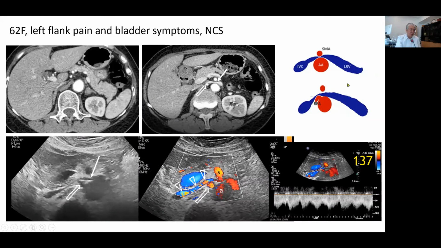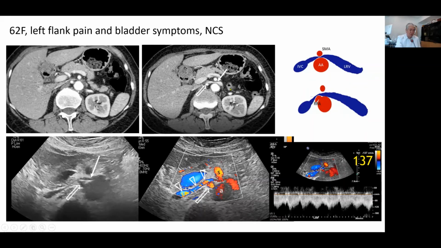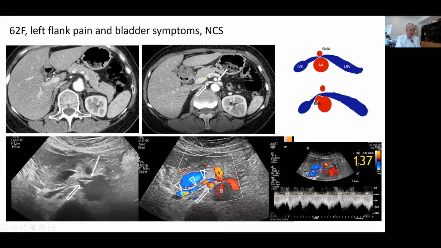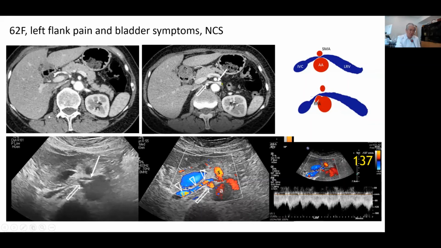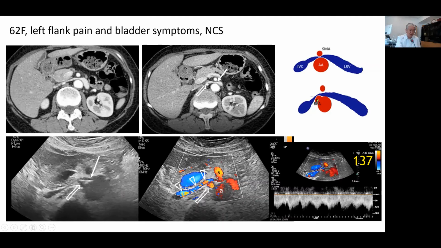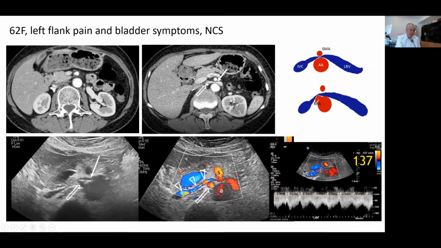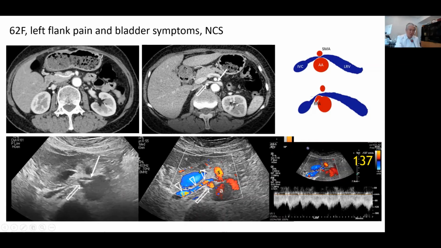A 62-year-old woman with left flank pain and bladder symptoms due to Nutcracker syndrome. CT shows compression of the left renal vein between the aorta and superior mesenteric artery, and also the left renal vein is compressed by the right renal artery here. So this patient has combined type 1 and type 2 Nutcracker. These CT findings are the same as we see in ultrasound findings. However, we do not have flow velocity information with CT.